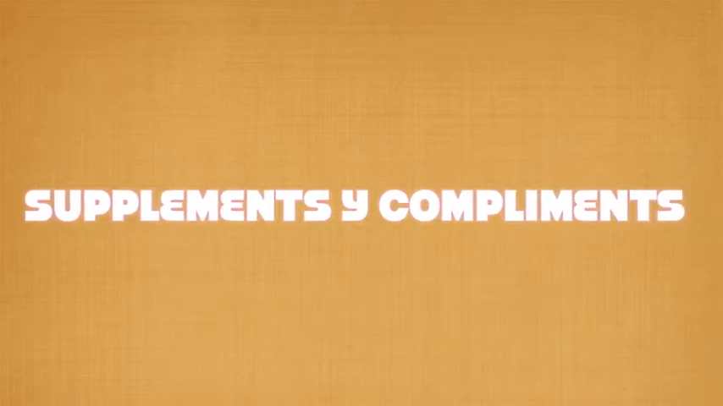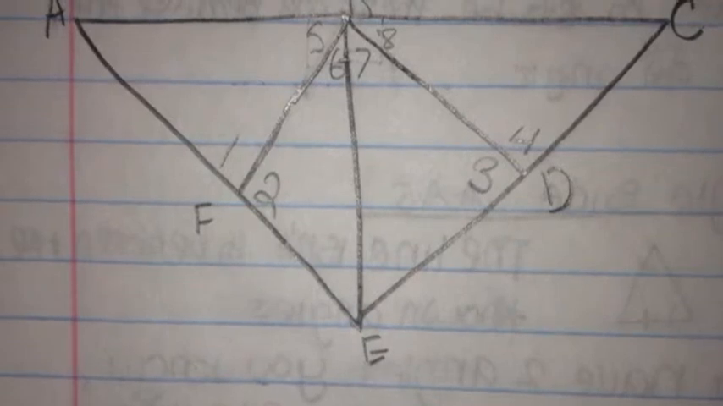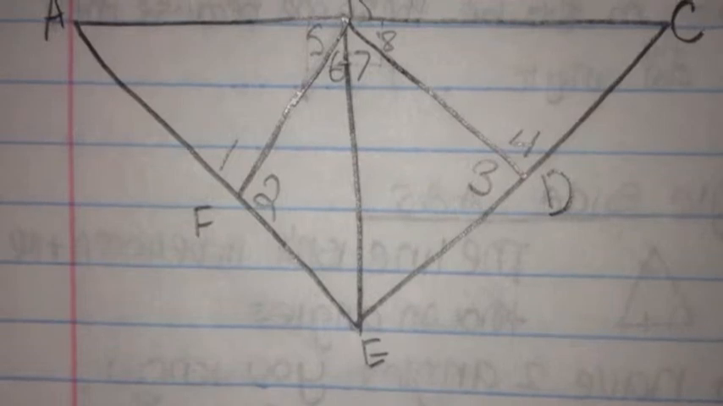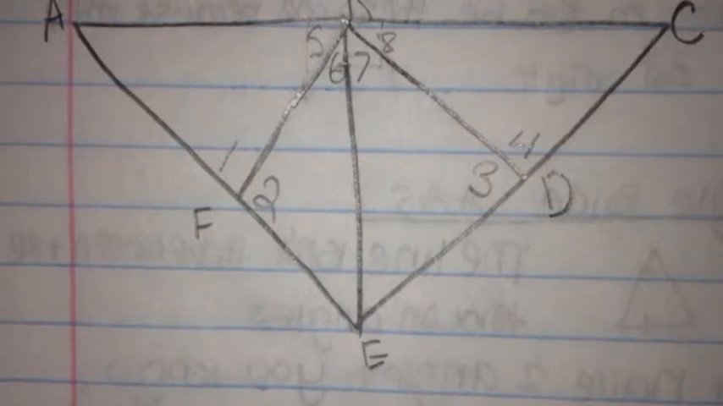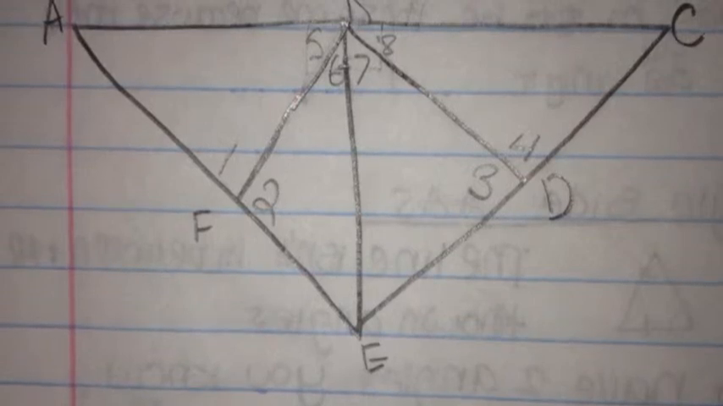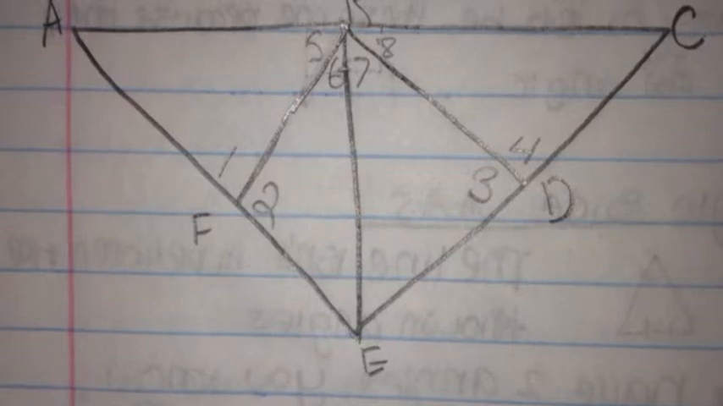Angles 1 and 2 are supplementary angles. Supplementary angles are two angles that sum up to 180 degrees. 180 degrees is the same thing as saying a straight line. So angles 1 and 2 form a straight line.